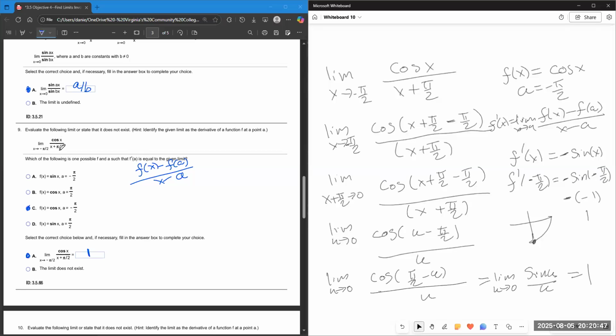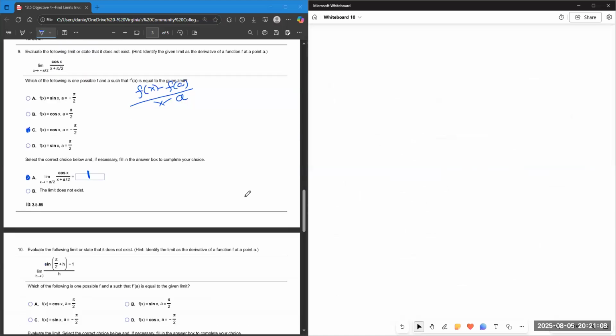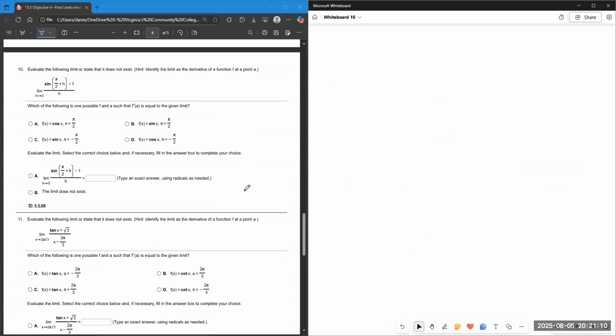But I also want to show you that these last few problems do come back to the definition of the derivative. You're going to see the limit as x goes to a of f of x minus f of a over x minus a, and if you recognize that, then you can use the derivatives of trig functions that you already know. So there's an easy way and there's a hard way, and I'm going to do it both ways for these problems. All right, let's look now at number 10.